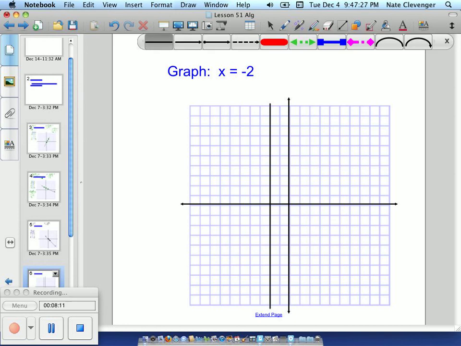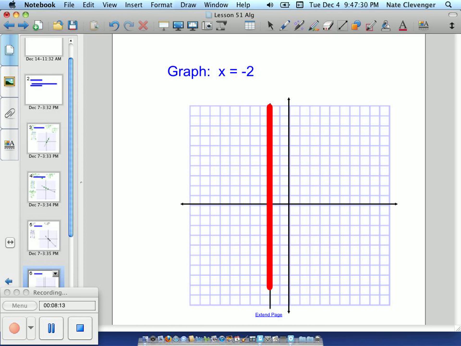Okay, and maybe let's use something different than what looks like there. So here, that's x is equal to negative 2. It's just a vertical line through x is negative 2.